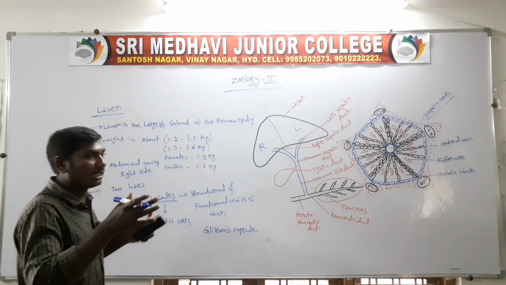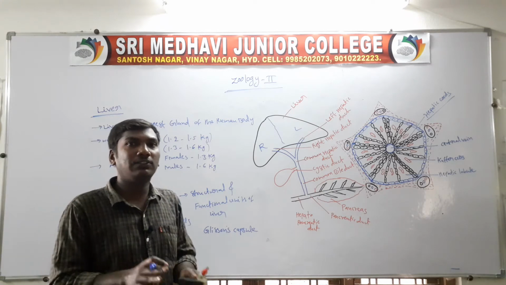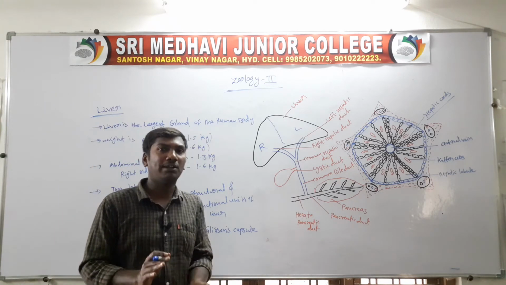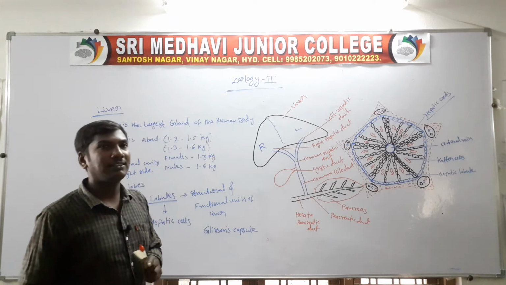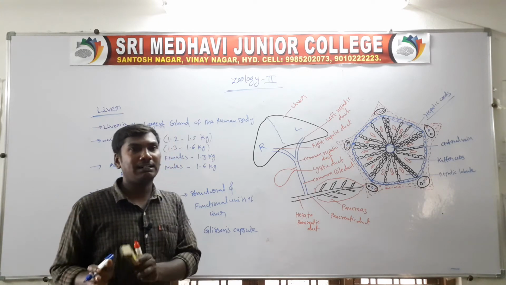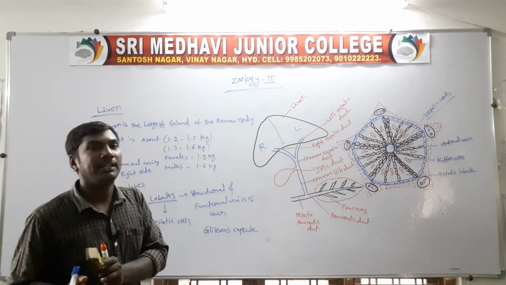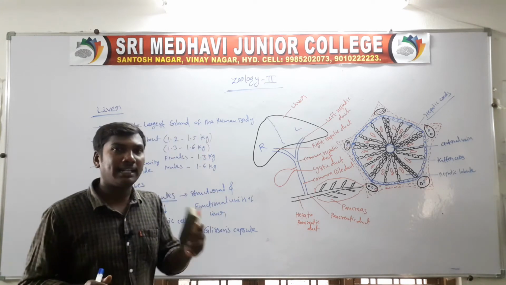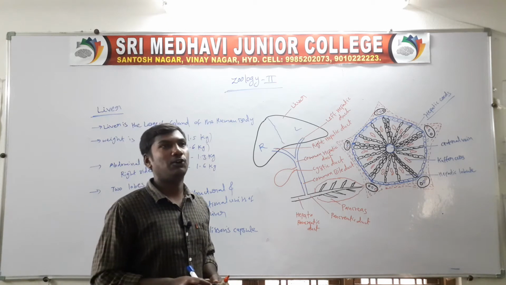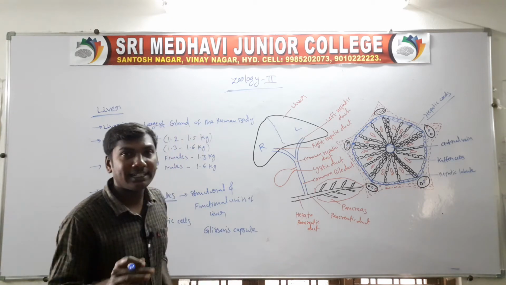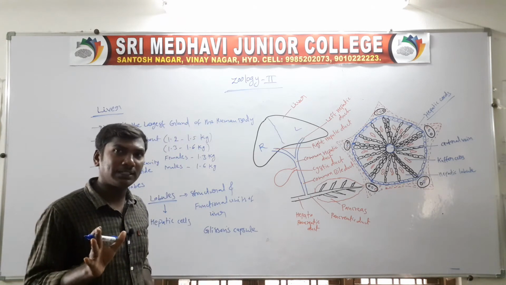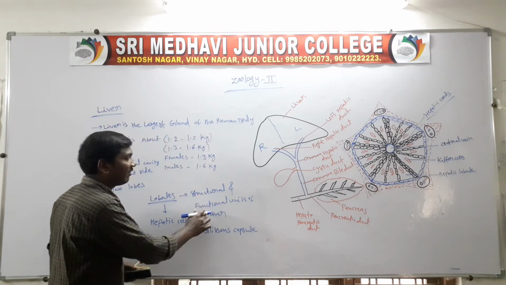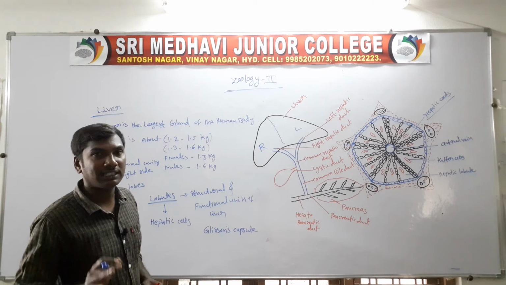To revise: the liver is the largest gland of the human body. The weight is 1.2 to 1.5 kg. It is located in the abdominal cavity on the right side. It has two lobes, the right lobe and the left lobe. The lobes contain lobules, which are the structural and functional units of the liver.